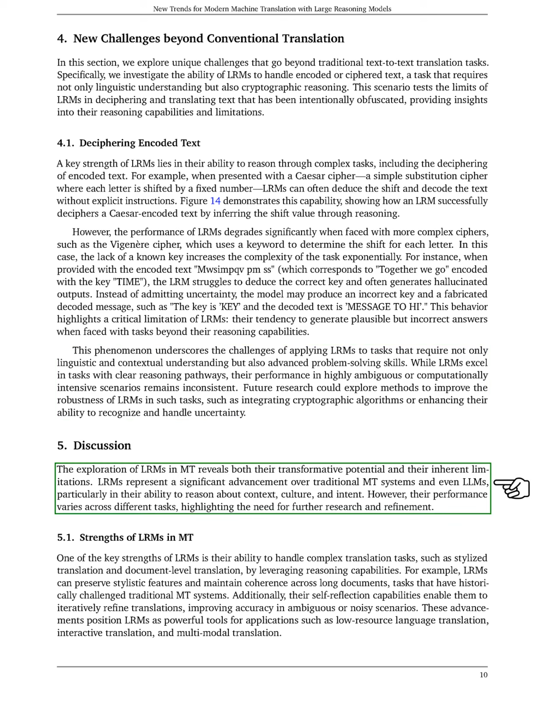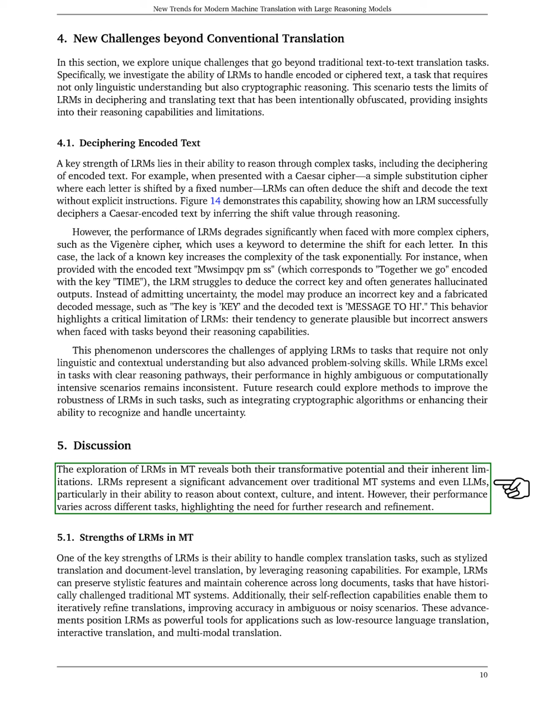Our exploration of LRMs in machine translation, MT, reveals both their transformative potential and inherent limitations. LRMs mark a significant improvement over traditional MT systems, especially in reasoning about context, culture, and intent. However, their performance varies across different tasks, indicating a need for further research and refinement. One of the main strengths of LRMs is their ability to manage complex translation tasks, such as stylized and document-level translations, by utilizing their reasoning capabilities.